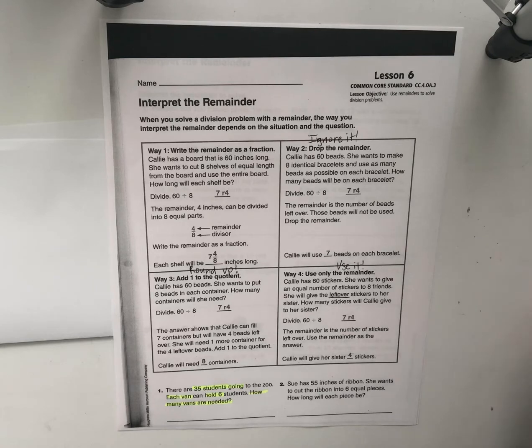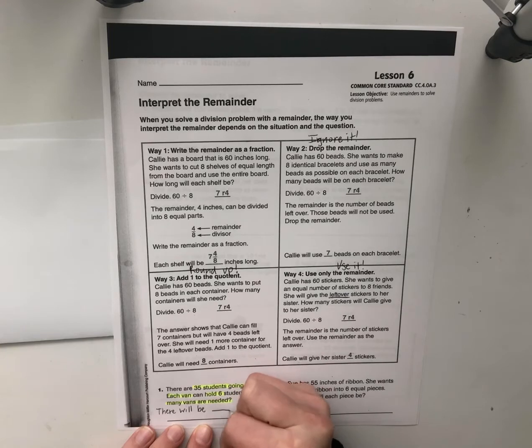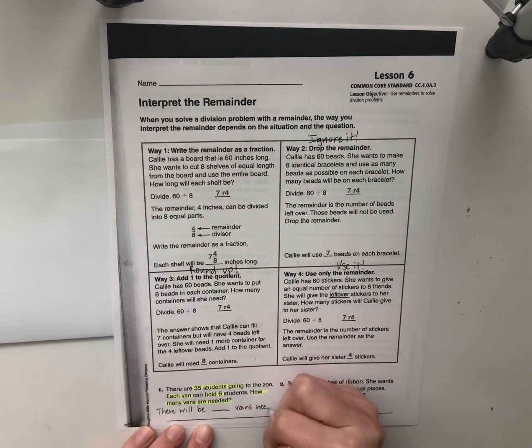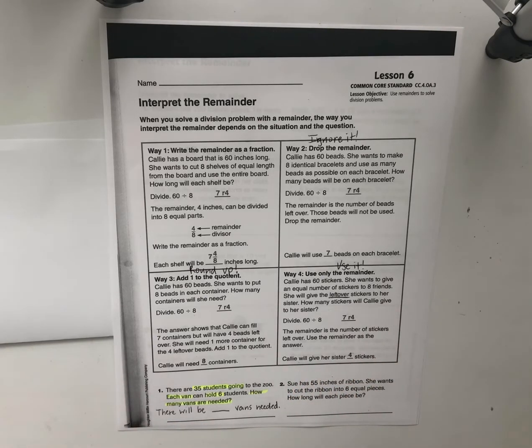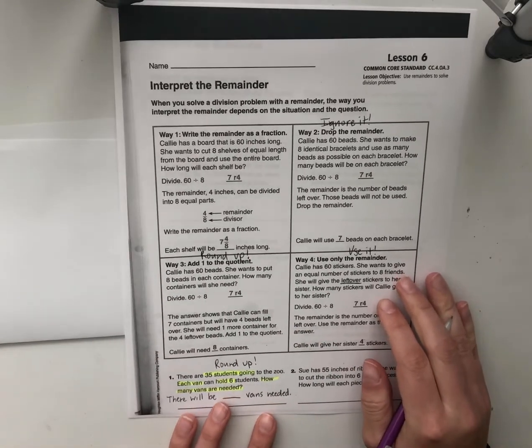Let's go ahead and figure out what our sentence is going to be. Our sentence is going to be, there will be blank vans needed. You can say we need blank vans, however you want to put it. Now let's think about this. There are 35 students going to the zoo. Each van can only hold 6 students. So does that mean that some of our students don't get to go? Is that fair? No, it's not. So we're going to round up in this situation.